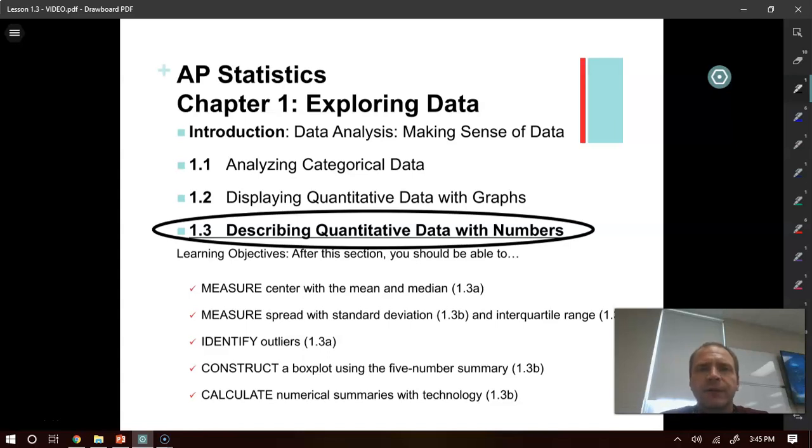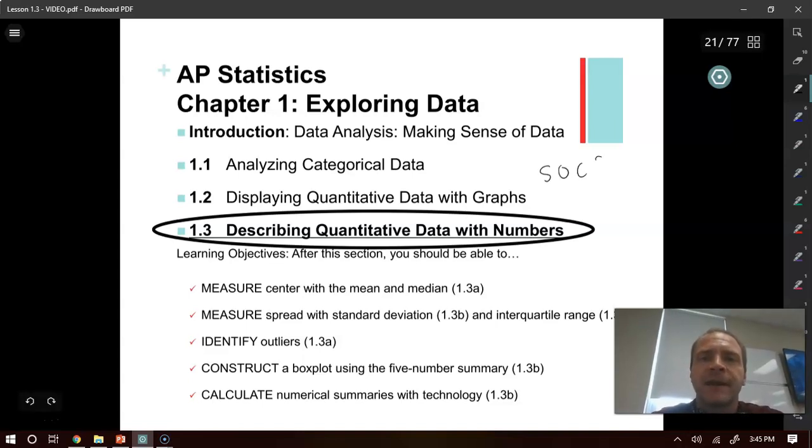Everyone, Mr. Rainsford here. We're looking at lesson 1.3, which deals with describing quantitative data with numbers. In 1.2, we looked at displaying quantitative data with graphs. Something really important covered in 1.2 was SOCS: shape, outlier, center, spread.